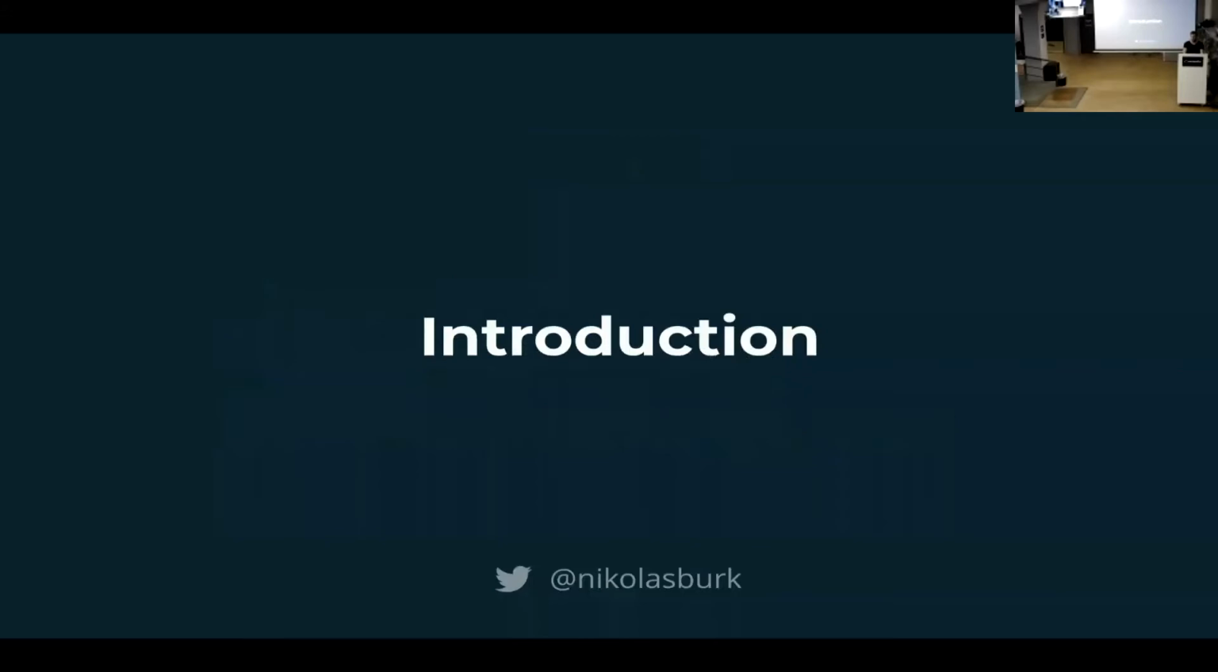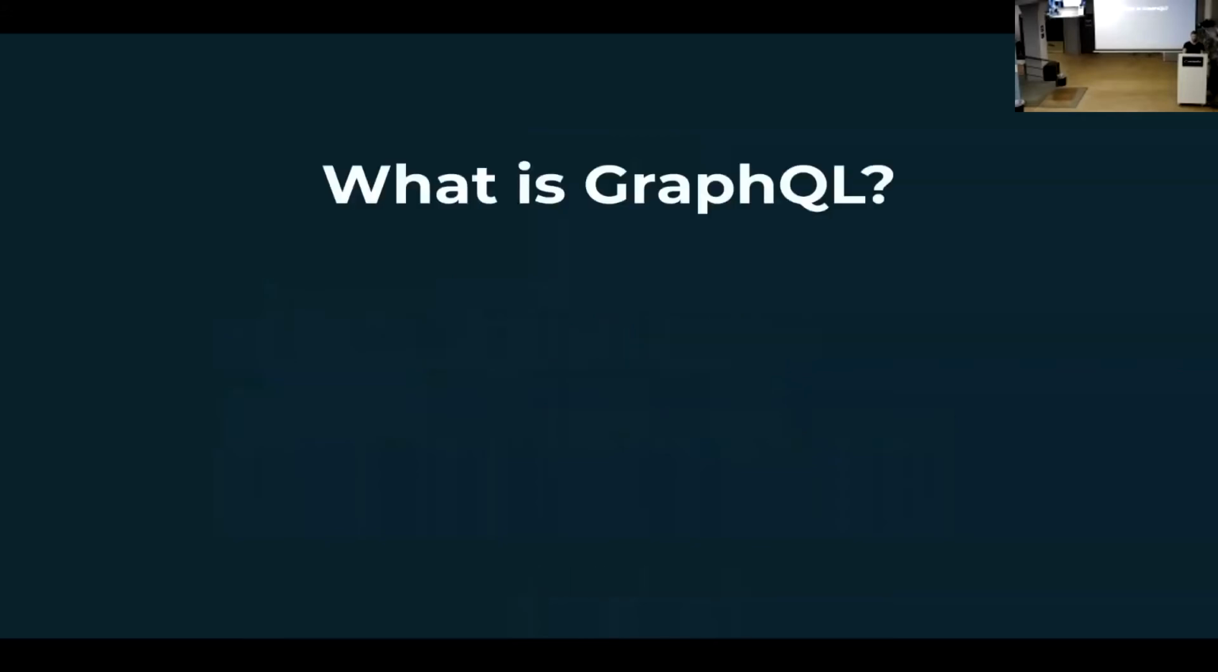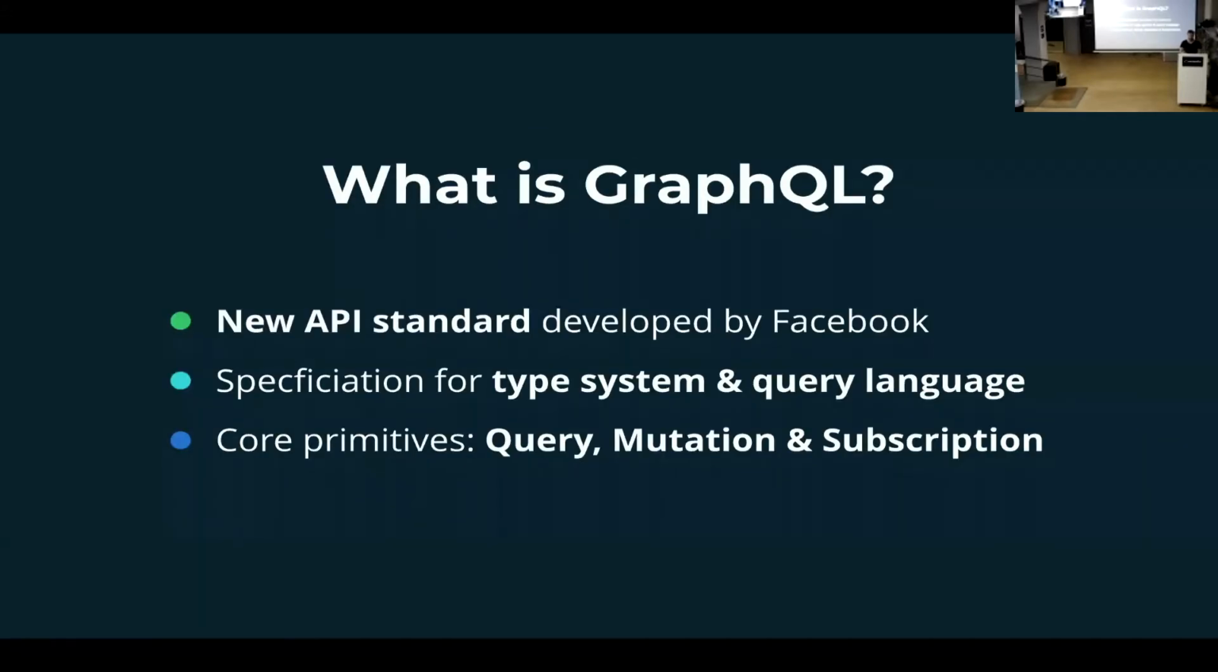So let's start with the introduction and the big question: what is GraphQL? It is a new API standard that was developed and open sourced by Facebook in 2015. Strictly speaking, it is a specification for a type system and a query language. So you can define the types that you want to have in your API, and then GraphQL also gives you a query language to query the data that these types define.